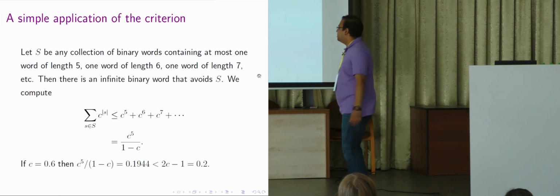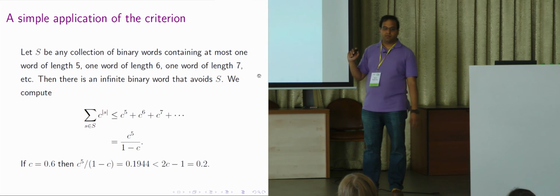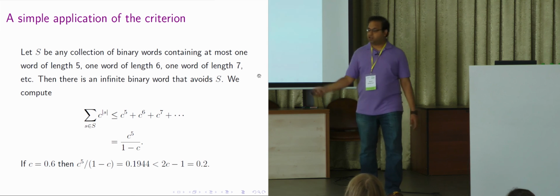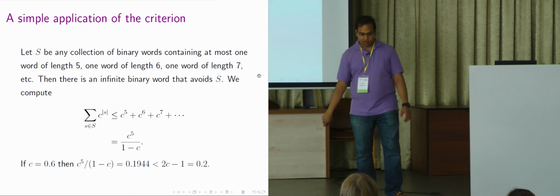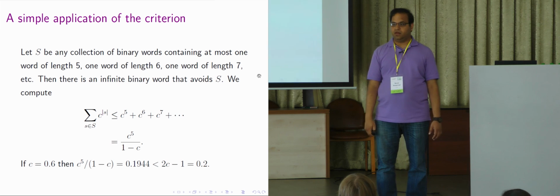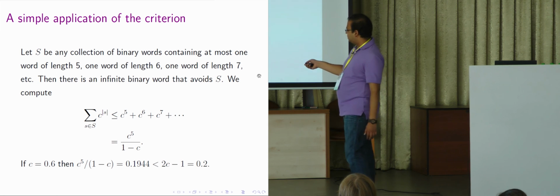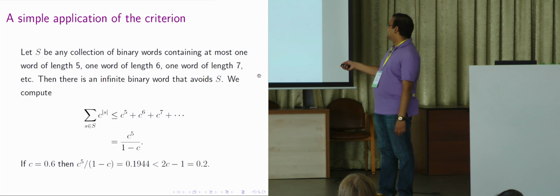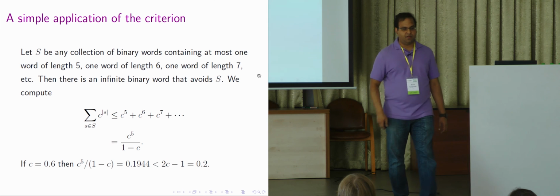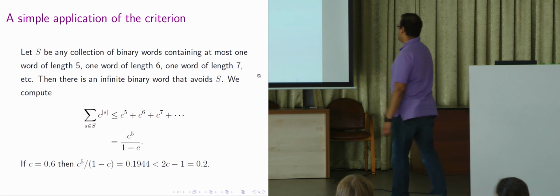So we have to check the criterion. We have to compute this sum over all words S in S, and we have to show that this sum is less than 2 times C minus 1. That was the inequality. So let's see what this sum looks like. It's C to the 5 plus C to the 6 plus C to the 7, and so on, because there's one string of every length greater than 5. So that looks like this.